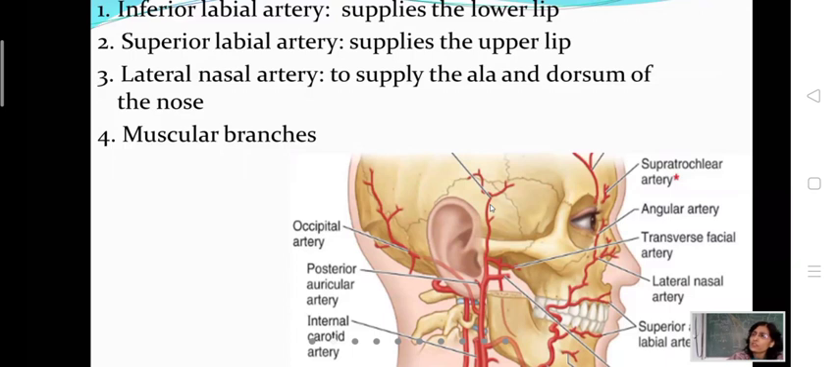So facial artery, branch of external carotid artery, transverse facial artery, branch of superficial temporal artery, and few arteries accompanying the cutaneous nerves, which all are the branches of maxillary artery, supply the face, and face has a profuse blood supply.